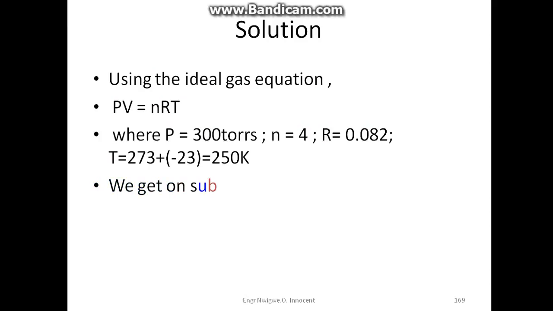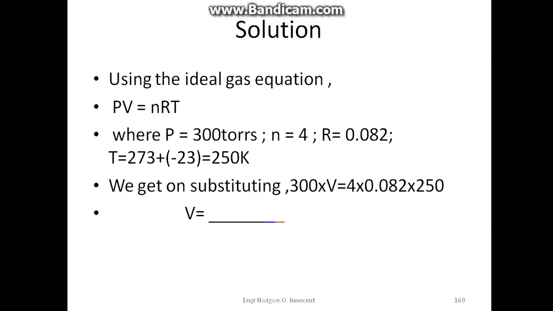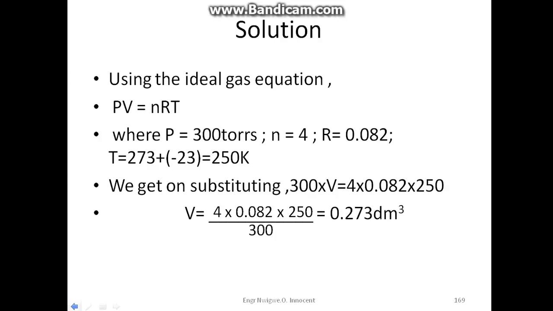We get on substituting 300 times V equals 4 times 0.082 times 250. Making V the subject of the formula, we have that V equals 4 times 0.082 times 250 divided by 300, which will now give us V equals 0.273 dm cubed.